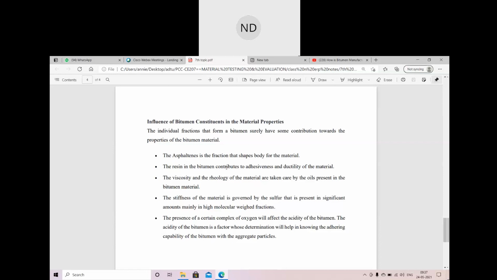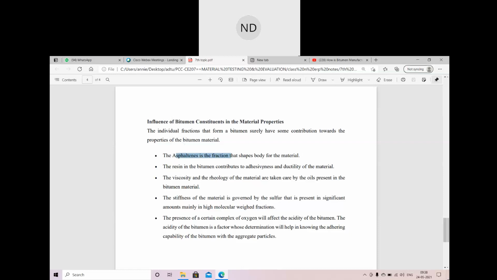The resin in the bitumen contributes to adhesion. So the shape of the bitumen, like it is viscous, right? It will take the shape as it cools down. It will take a different shape as it melts. It will not have a fixed shape. That is due to this asphaltene fraction.